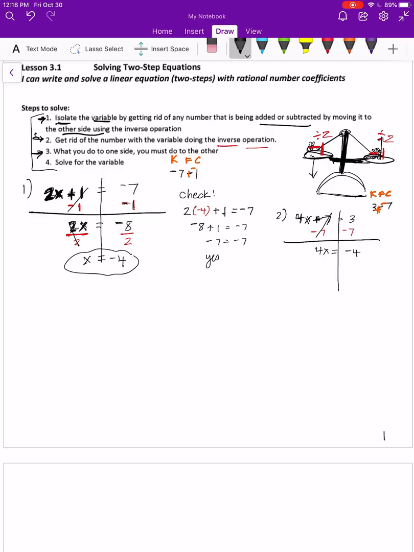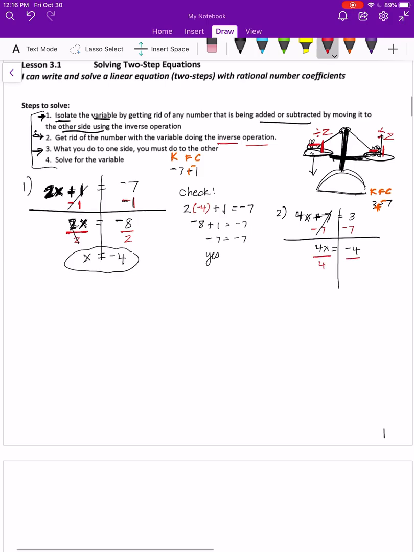So now get rid of your other buddy by doing the inverse. They're being multiplied, so the opposite would be to divide. So I'm going to divide by 4, and x is equal to negative 4 divided by 4, which is negative 1. Now, you can certainly plug it in to check it out. I'm not going to take the time in this video to do that, but you could certainly stop the video and check out to see if it works.